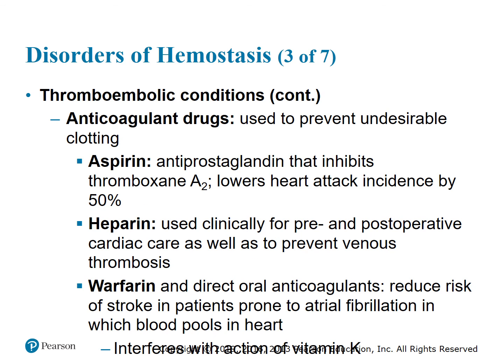Anticoagulant drugs are used to prevent undesirable clotting. The most notorious one is aspirin. It's an antiprostaglandin that inhibits thromboxane A2 and lowers heart attack incidence by 50%. Heparin is used clinically for pre- and post-operative cardiac care as well as to prevent venous thrombosis. Warfarin and direct oral anticoagulants reduce the risk of a stroke in patients that are prone to atrial fibrillation, in which the blood pools in the heart. And this interferes with the action of vitamin K.